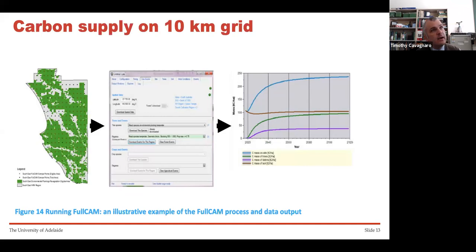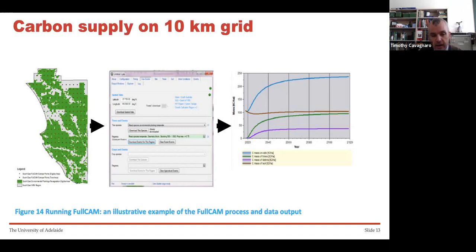And so as part of the ERF, there's a model called FullCam, and FullCam allows you to model how much carbon would be sequestered under the different ERF activities. So we took our map of South Australia and then we laid out a 10-kilometre grid. So every 10 kilometres, we placed a point on the map in South Australia, and then we used the FullCam model the ERF uses to build a curve that talks about the sequestration of carbon at each of those individual points. And so just to give you a sense, this is no small task.